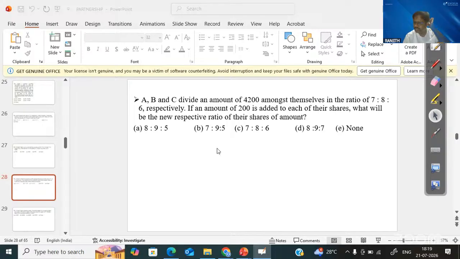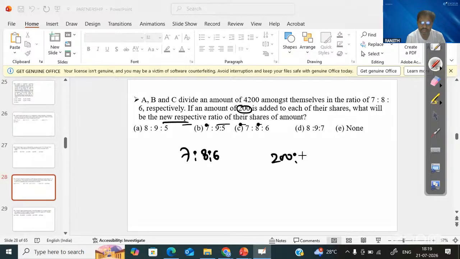A, B, C divided an amount of 4,200 among themselves in the ratio of 7, 8, 6. If an amount of 200 is added to each, what will be the new respective ratio? So each and every one is added by 200, 200, 200. So 200, 200, 200 is in the ratio of 1 is to 1 is to 1.